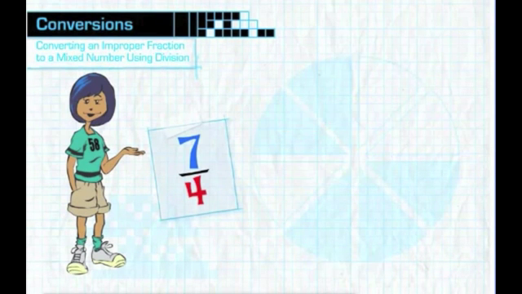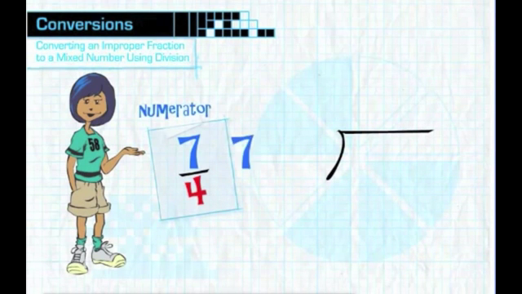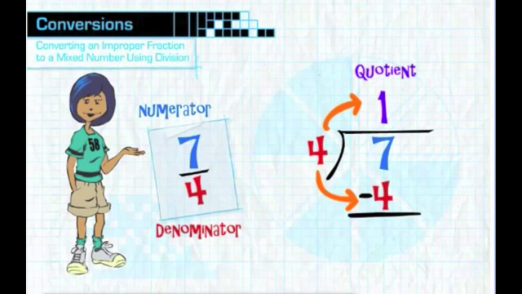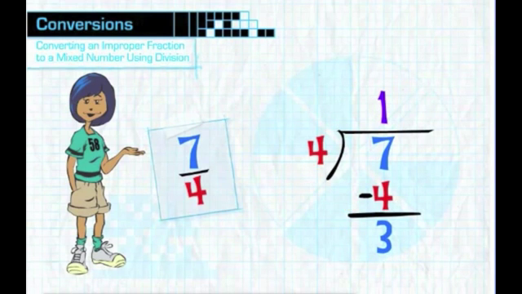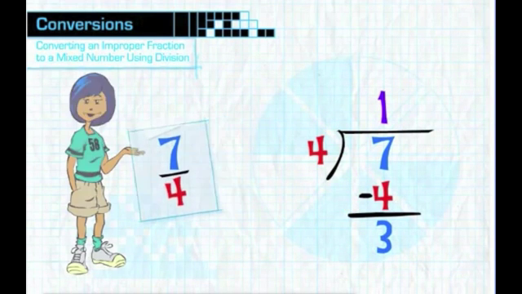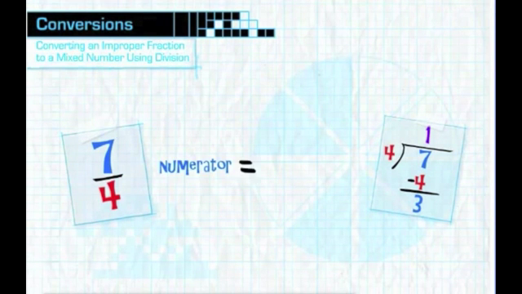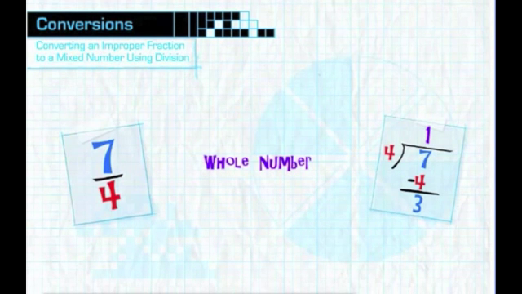The bar, the line that separates the numerator from the denominator, told us a fraction was an operation of division. Well, what happens when we divide the numerator 7 by its denominator 4? We get 1 with a remainder of 3. But that doesn't look like a mixed number, does it? Since we know that the numerator of an improper fraction is equal to or greater than the denominator, the resulting quotient from the division will be a whole number.